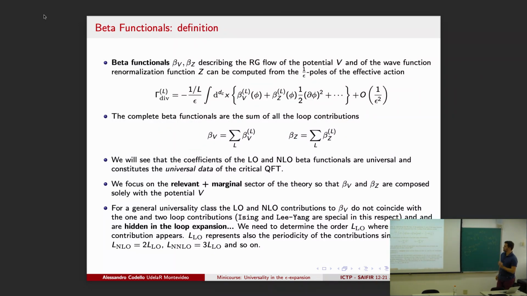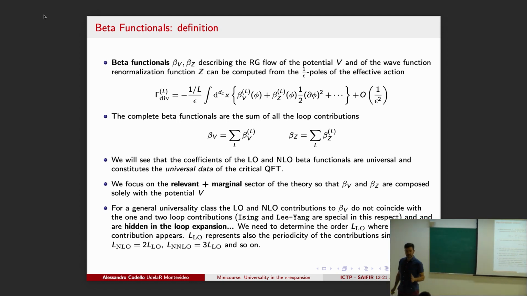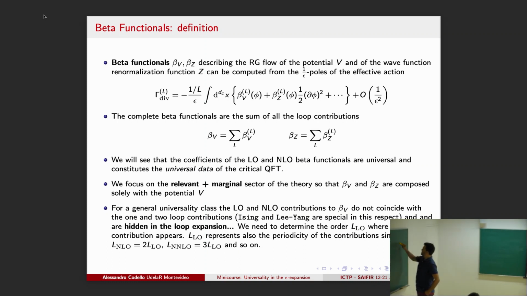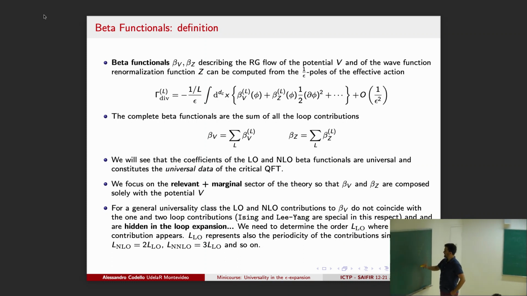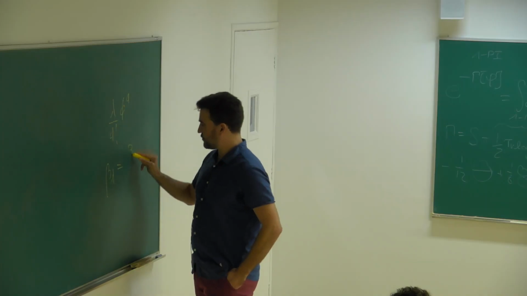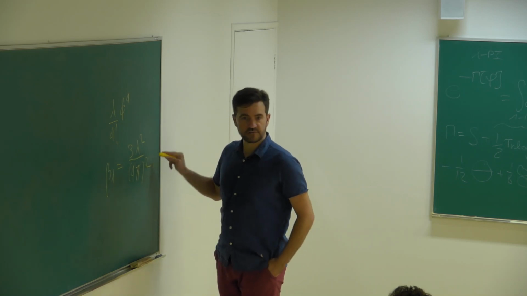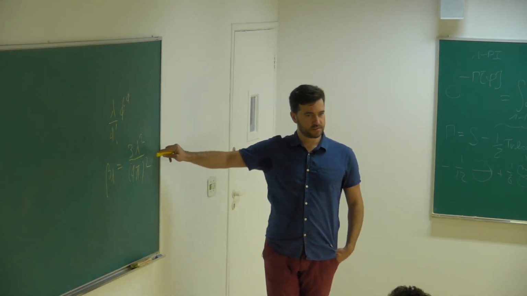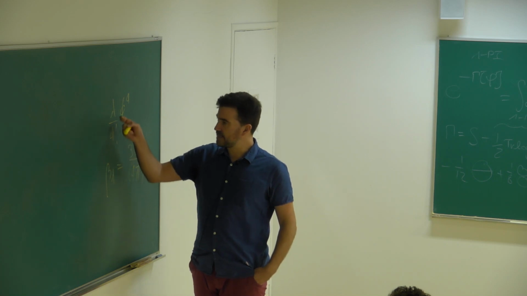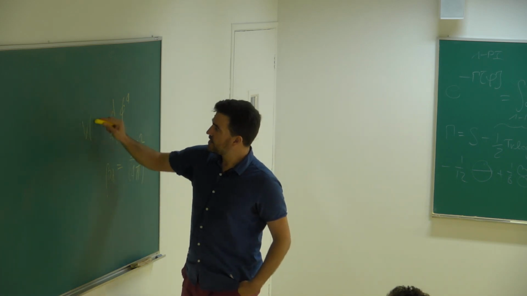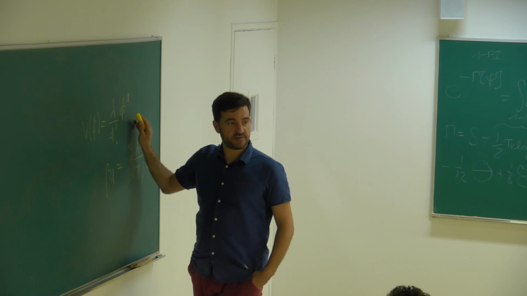Now we introduce the main player of our lectures, which are the beta functionals. You probably know what the beta functions are. We know the beta function of the coupling lambda of phi to the 4, and we know that the beta function of lambda is equal to 3 lambda squared over 4 pi squared. You have done this in Peskin-Schroeder, in any quantum field theory course. So these are beta functions because they pertain just to the coupling, when we specify the potential to have a specific form.